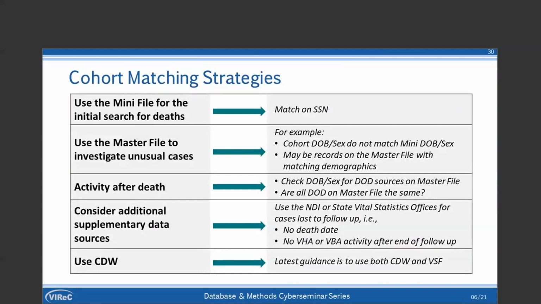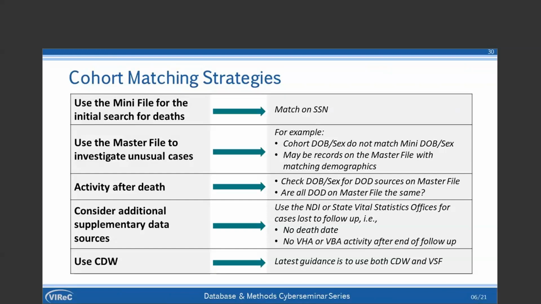So we have some strategies for cohort matching. You can use the master file to maybe weed out some of these situations where the mini file produces something that doesn't make a lot of sense. Again, we have the activity after death. And it is possible to use supplementary data sources such as the National Death Index or State Vital Statistics Office's death certificates. Although as we'll see, some of these have limitations.